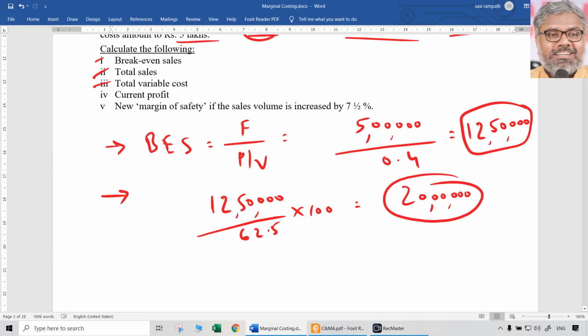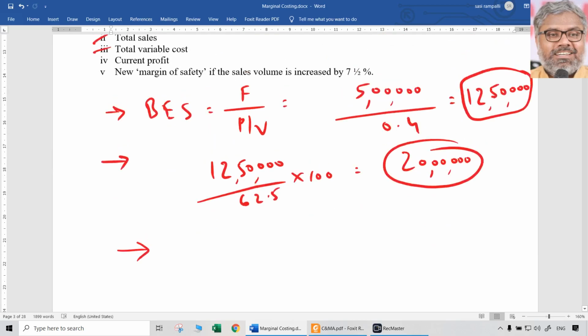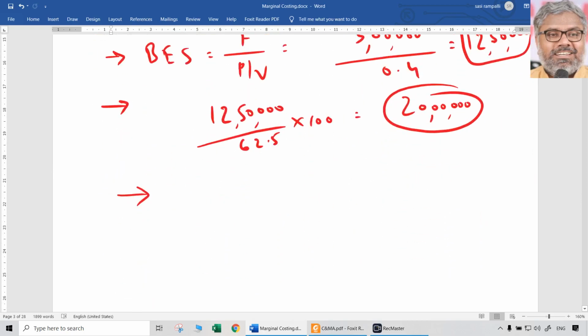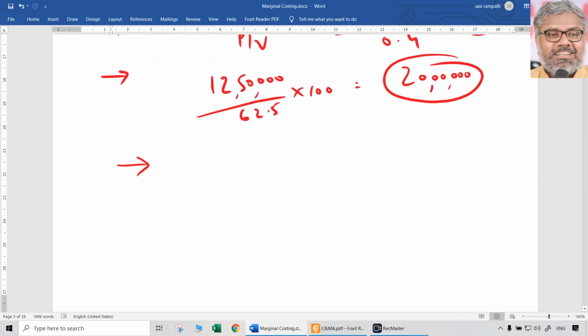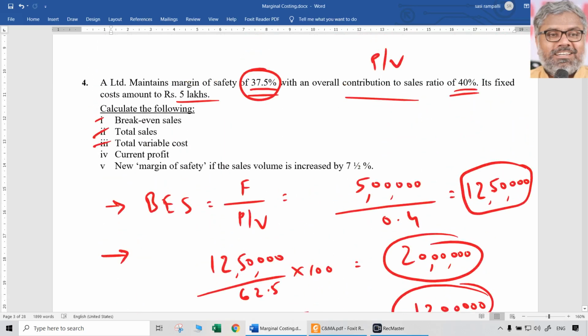Third, total variable cost. Directly, variable cost, how to know? When you have total sales of 20 lakhs and PV ratio of 40%, PV ratio of 40% means variable cost to sales ratio is complemented to that, 60%. So 60% of 20 lakhs is 12 lakhs. So total variable cost naturally is going to be 12 lakhs. That is the answer for the third question. 60% of sales. How do we know that? Because PV ratio is 40%.